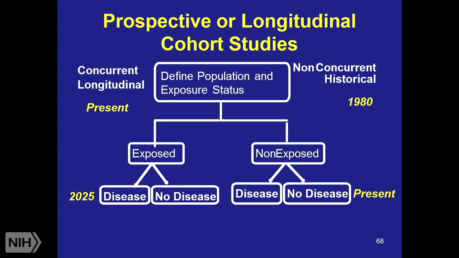Or I do what's called a non-concurrent historical study. Today I see a group of people that have a disease or don't have a disease. And I try to say, what was your exposure status back in 1980? So I'm still defining a population by their exposure status, but it's in the past. How do you figure this out?